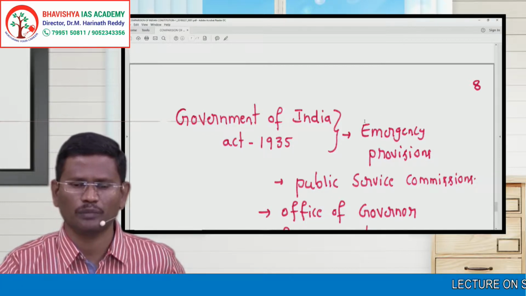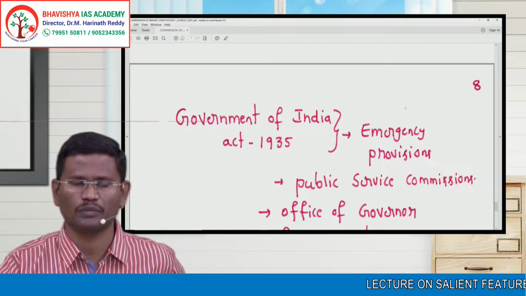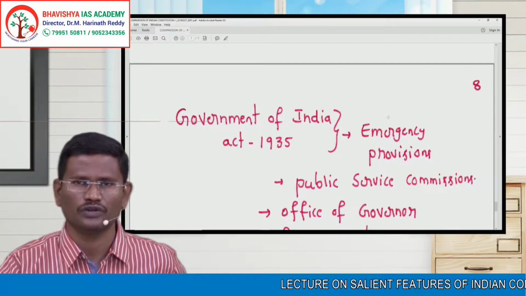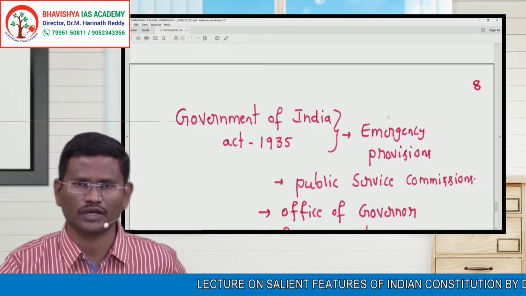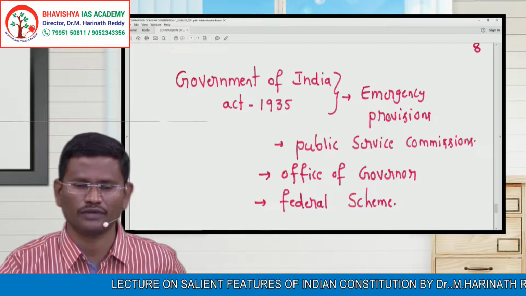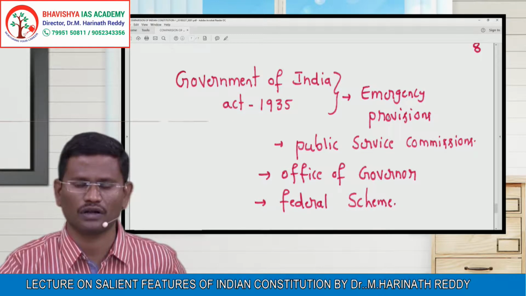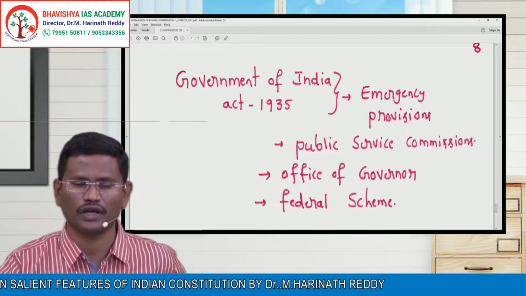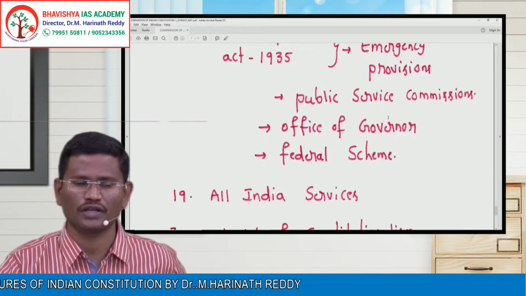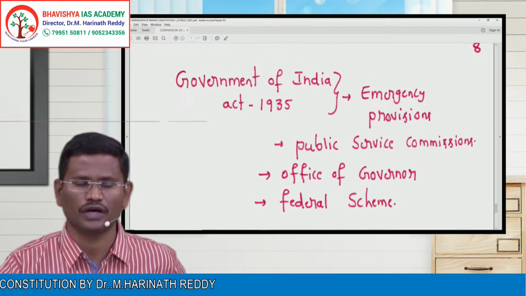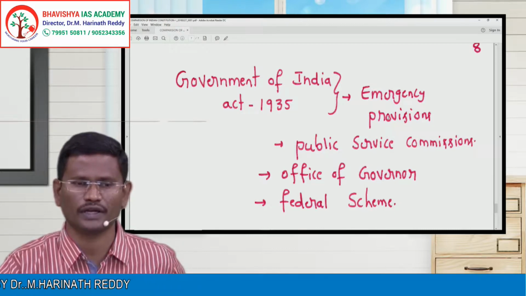And I told you that we had public service commissions, which help in merit-based recruitment, again borrowed from the Government of India Act 1935. Office of Governor, borrowed from the Government of India Act 1935. Federal Scheme, Division of Powers, again borrowed from the Government of India Act 1935.